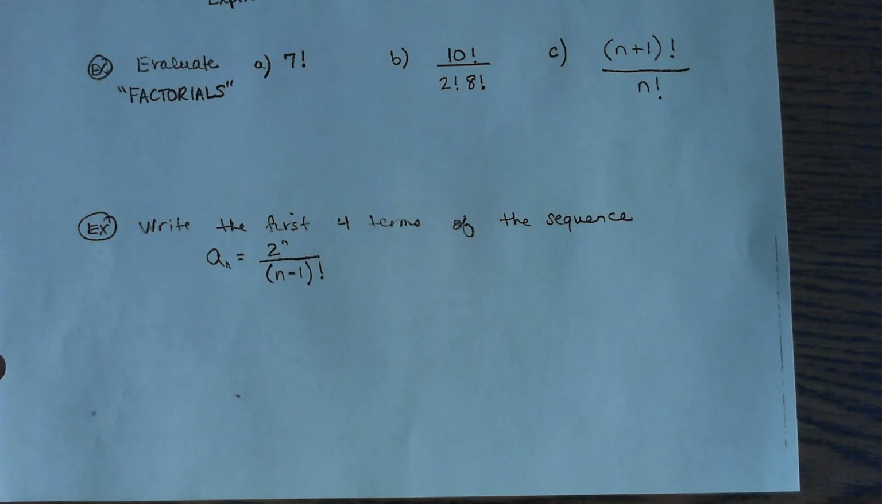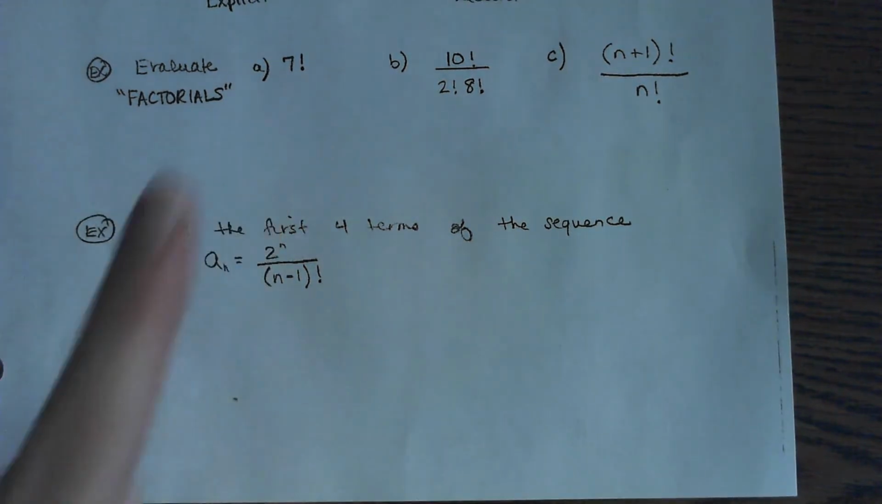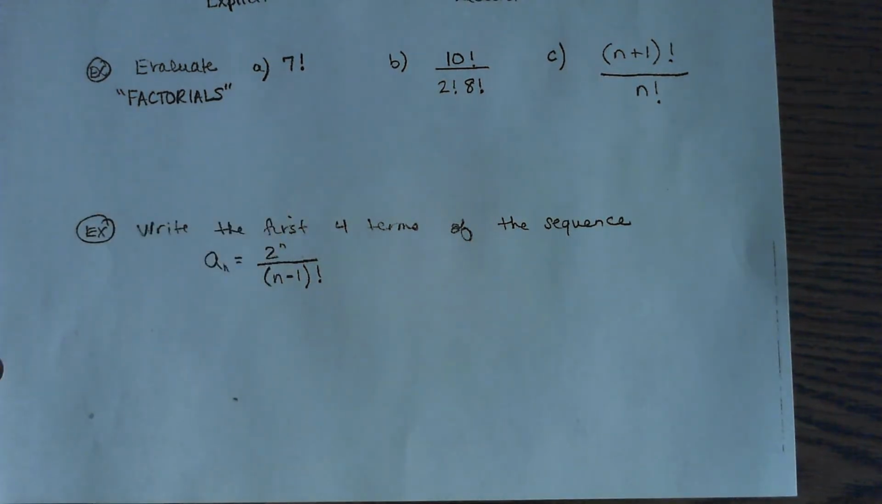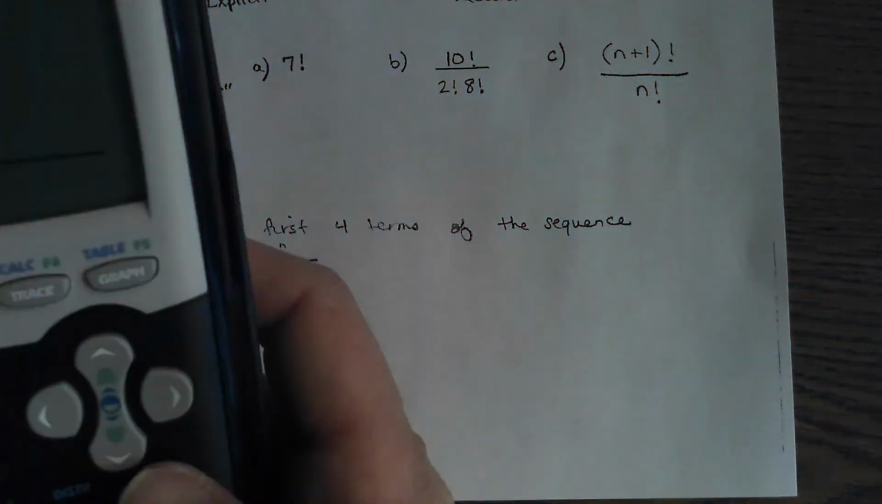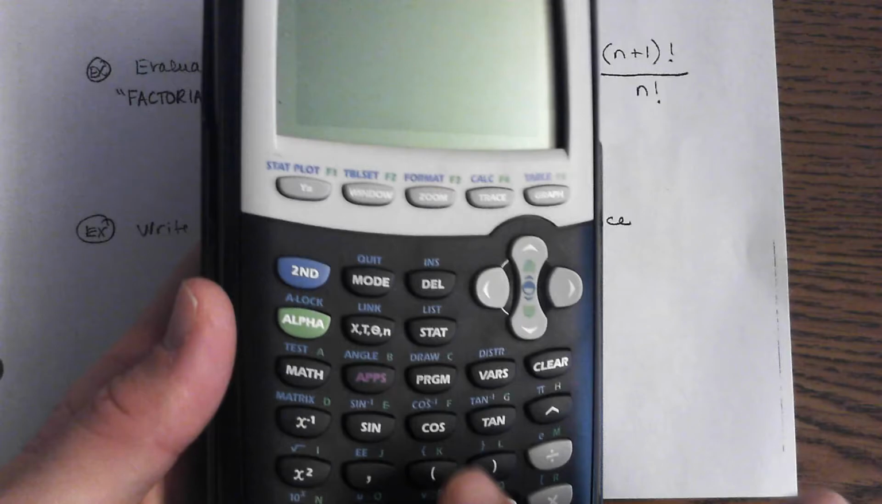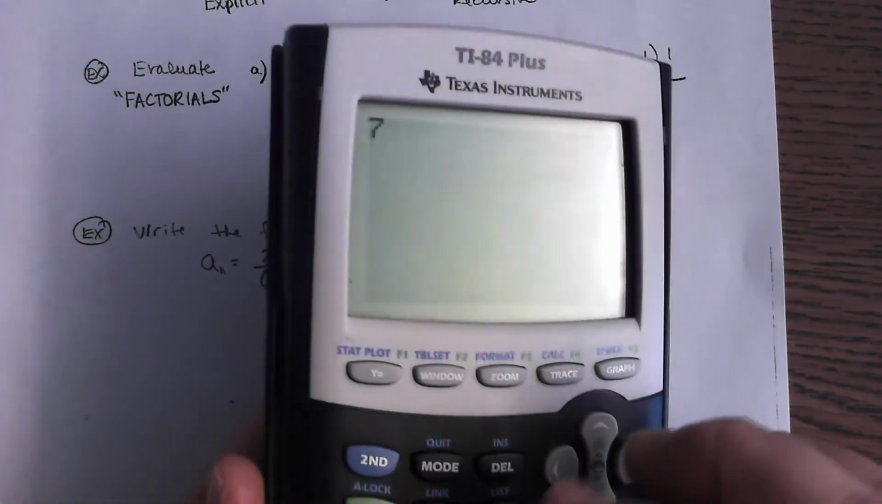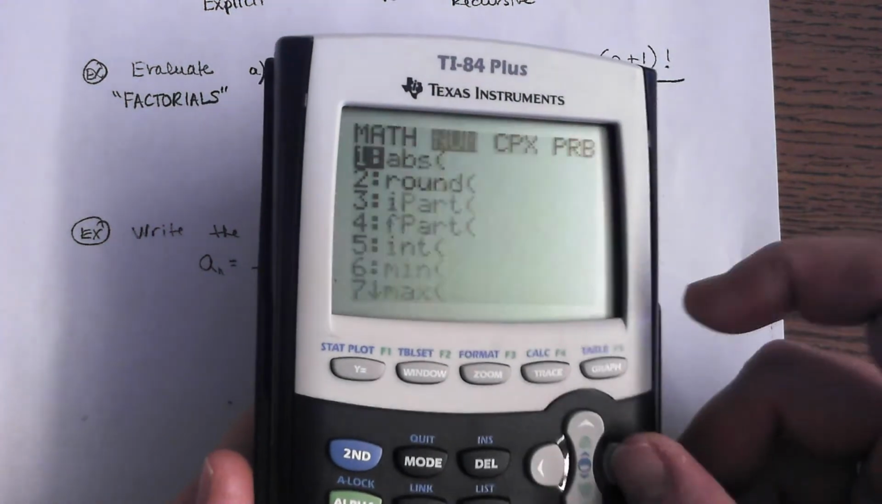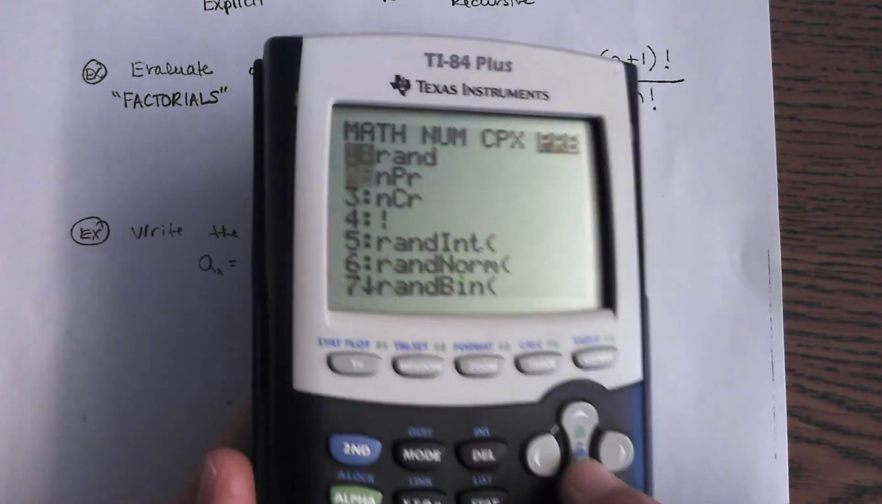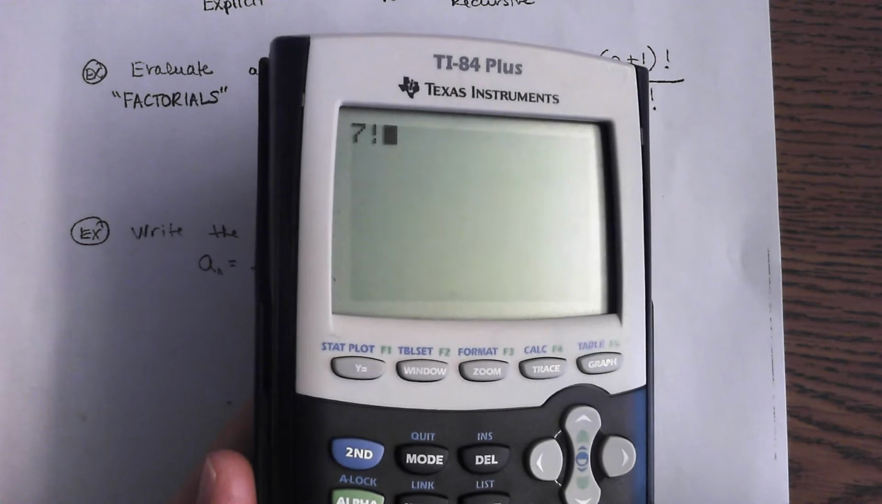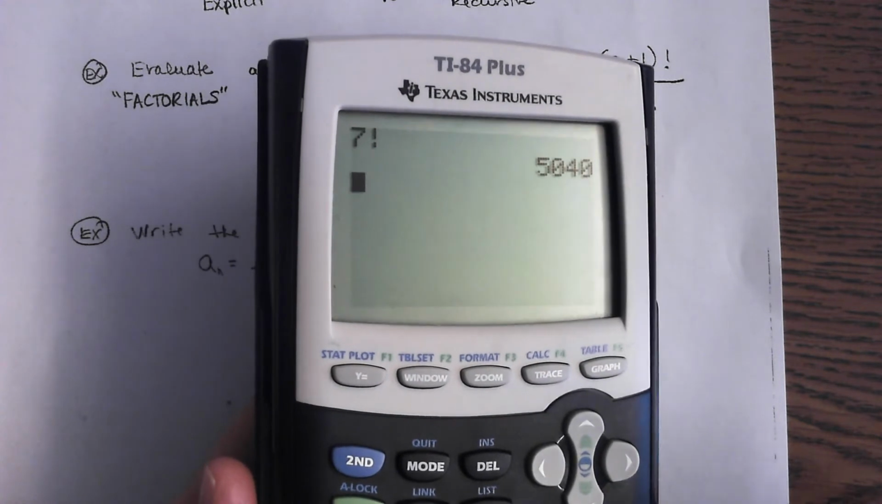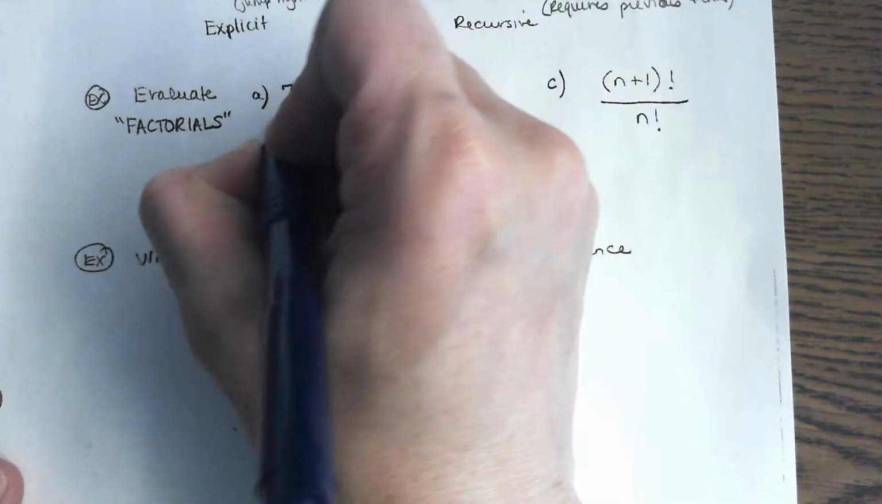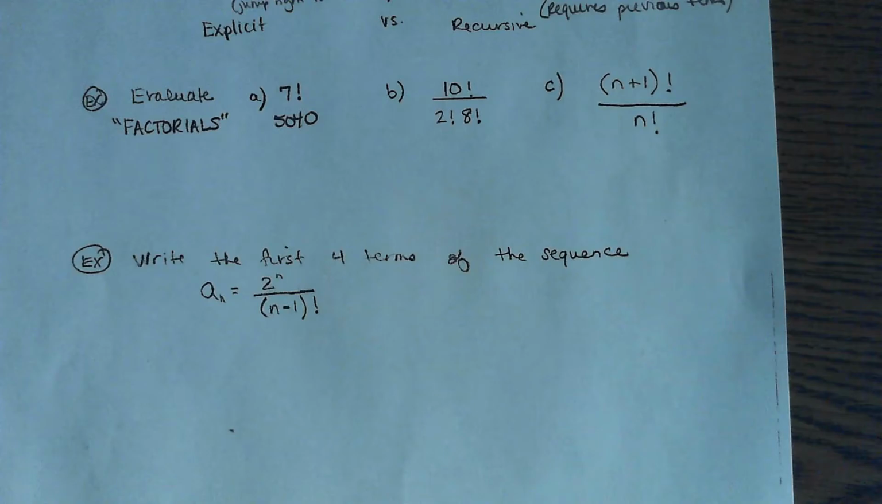So 7 factorial is how you would read it, number 1. And what it means is 7 times 6 times 5 times 4 times 3 times 2 times 1. Now, no one wants to do that. I won't make you do that without a calculator. On your calculator, hit 7 and then under your math, in probability, you'll see an exclamation point, and it will do just that: 7 times 6 times 5 times 4 times 3 times 2 times 1, and it's 5,040. I'm not going to make you do that by hand.